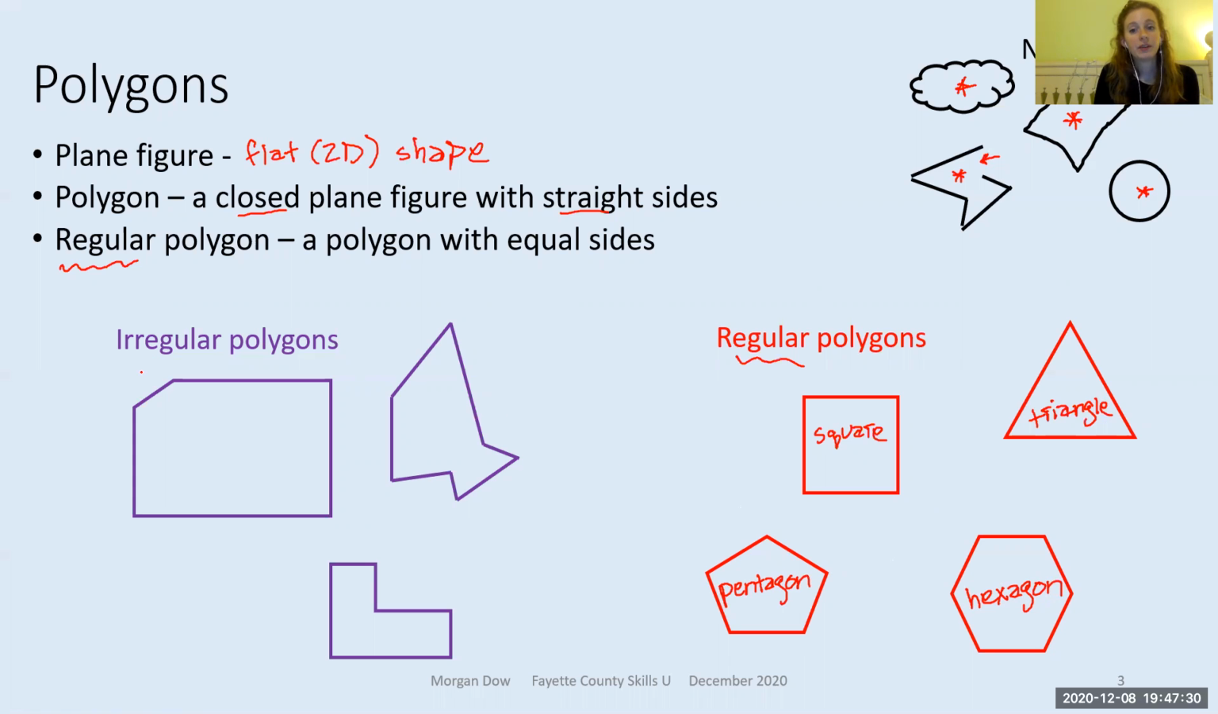And then if you have regular polygons, that means you can also have irregular polygons. Irregular polygons have sides of different lengths. So a rectangle is another example of an irregular polygon, right? It's got the long sides and then the shorter sides, so different lengths.